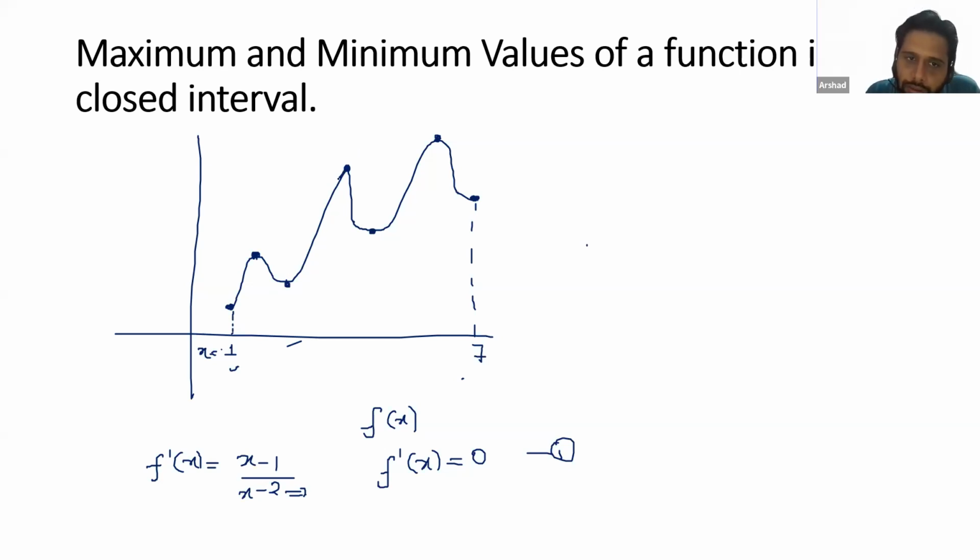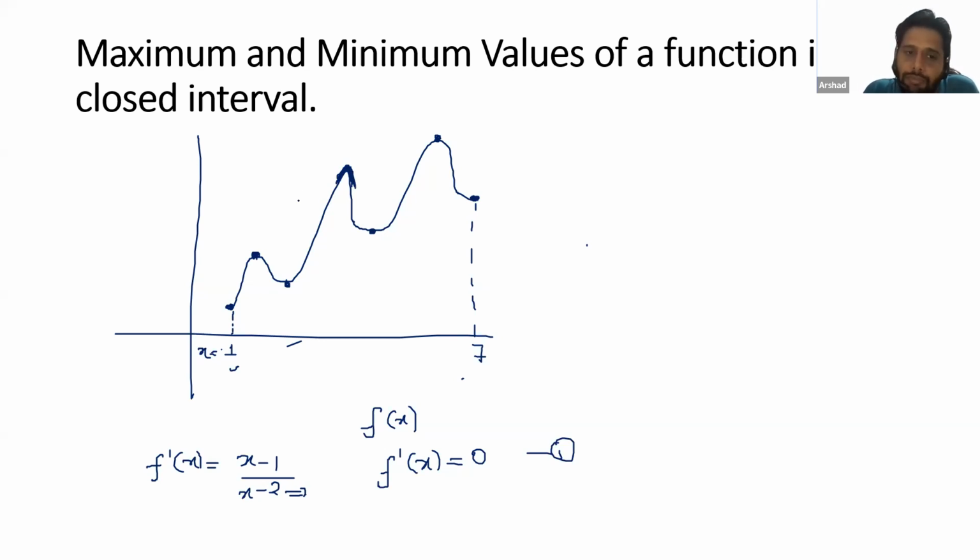Why? Because see here, it is a corner point. And in differentiability, we have already checked that at a corner point, the function is not differentiable. But this is also a local maxima and a local minima. So to find the critical points, you need to equate the numerator to 0 as well as the denominator to 0. Because when you put the denominator to 0, at that point the derivative of the function is not differentiable. So we need both the points.